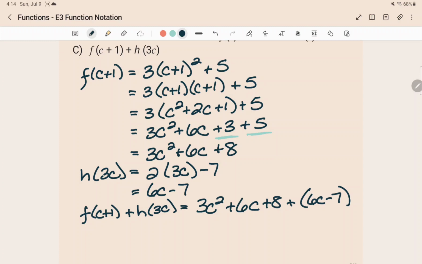All right, again, I want to combine like terms. I only have one 3c squared, but I have 6c's here and another 6c's there. I also have a positive 8 and a negative 7. So when I combine like terms, I end with 3c squared plus 12c plus 1. So f of c plus 1 plus h of 3c comes out to 3c squared plus 12c plus 1.